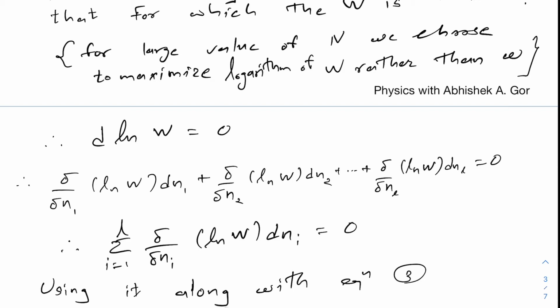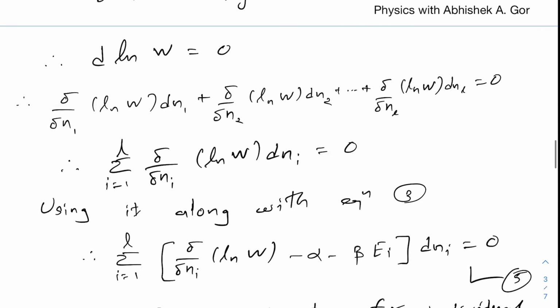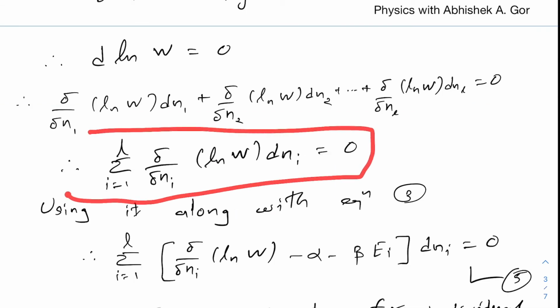Now going ahead with all the L states, we can rewrite this equation as del by del n1 for the state 1, that is the state which has n1 particles. It is del by del n1 of ln W times dn1. Then for state 2, it can be written as del by del n2 of ln W times dn2. Using the summation, we get this equation.